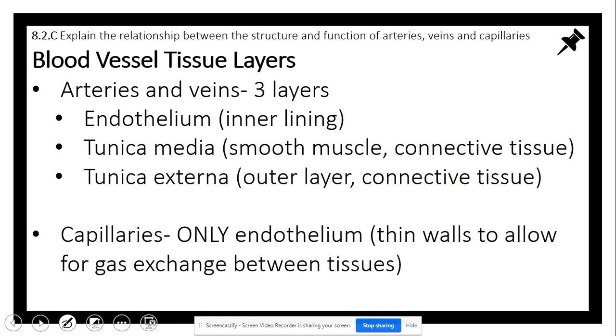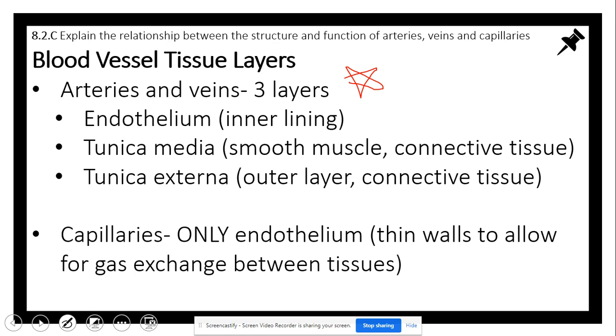So arteries and veins have similarities and differences in their structure. They each have 3 layers. So the endothelium, endo means inside, so endothelium is going to be the innermost layer. Tunica media. Tunica means lining. So the tunica media is kind of the lining layer in the middle.